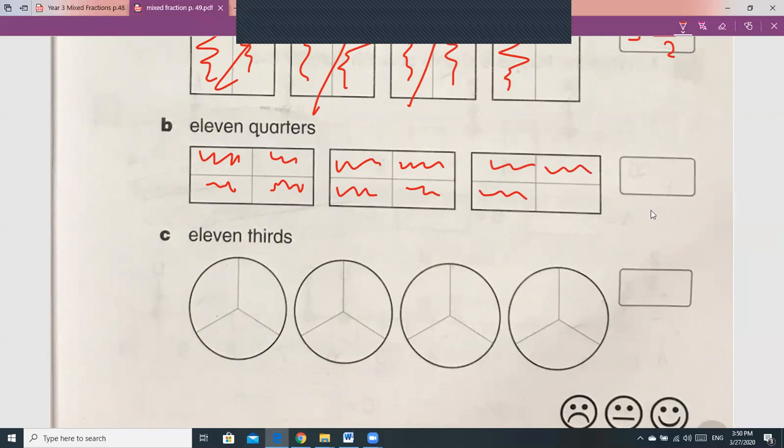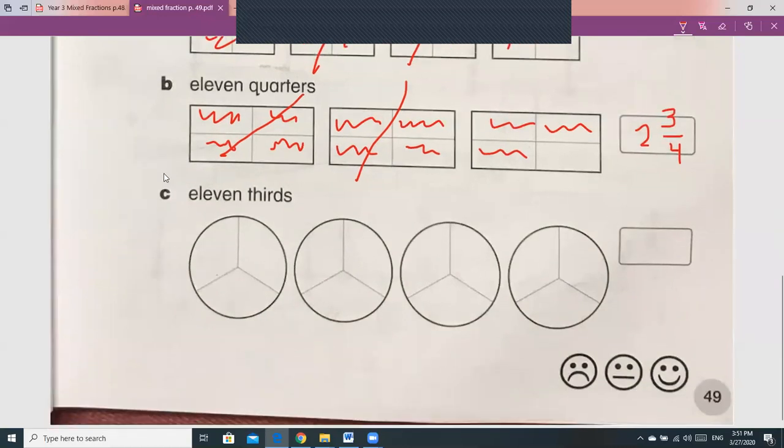So now, how to write this? Yes, I can write it easily. The first thing, let's count the whole parts we colored. We colored 1 and 2. Colored 2. Then I write the fraction. We colored how many from the 4? From this fraction, there are 4 parts. We color 1, 2, 3. We color 3 from the 4.